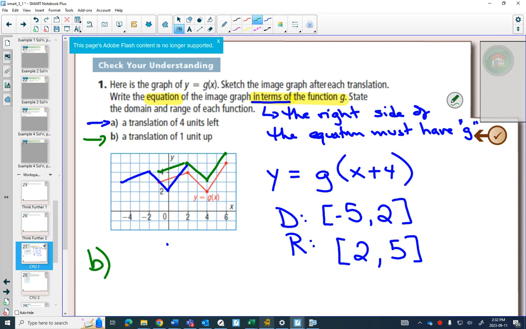This was part B. For part B, again, I need to write the equation, y equals, in terms of g. This time, we've moved it up and down. That happens outside of the function. So my equation will be g of x plus 1.